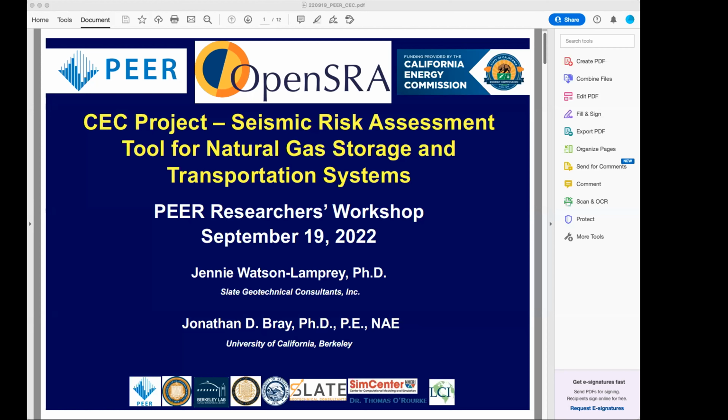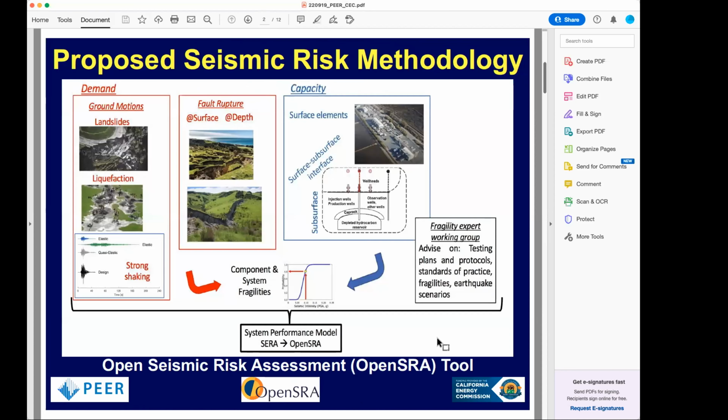This is really for utilities and regulators currently, but because of the way that we're building the tool, this could be extended to any number of infrastructures and any other users. Anyone who wants to run risk quickly, we're building the system for you to be able to do that pretty easily. I'm just going to get going. John Bray is the PI on this, but he was unavailable today, so I'm giving the presentation for him.